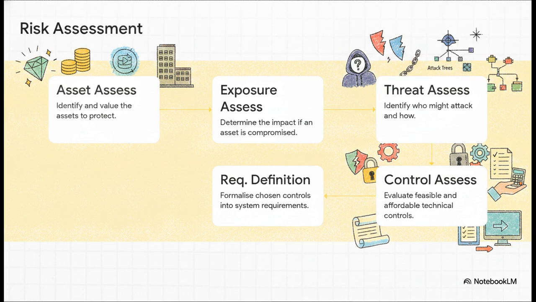Step 4 is control and feasibility assessment. What technical controls, like advanced encryption, can stop this attack? And crucially, can we actually afford them? There is literally no point in spending $1 million to protect a $10 asset. And finally, step 5 is security requirements definition. This is where we turn those chosen, affordable controls into formal system requirements.